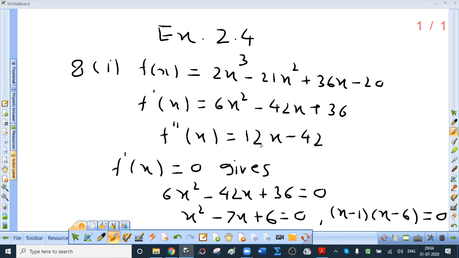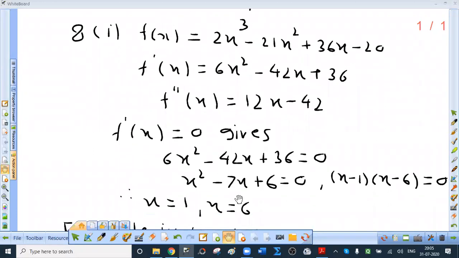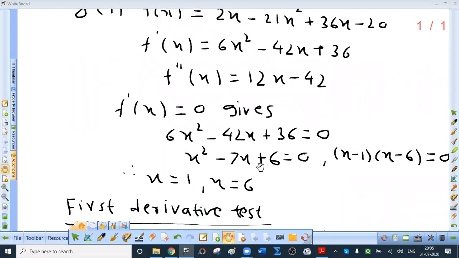Now f dash of x equal to 0 gives what? 6x square minus 42x plus 36. Okay. Now if you solve this equation, first we will have to divide by 6 because we have to consider f dash of x equal to 0. So x square minus 7x plus 6 equal to 0. What are the factors? The factors are x minus 1, x minus 6. So we get two stationary points, x equal to 1 and x equal to 6.